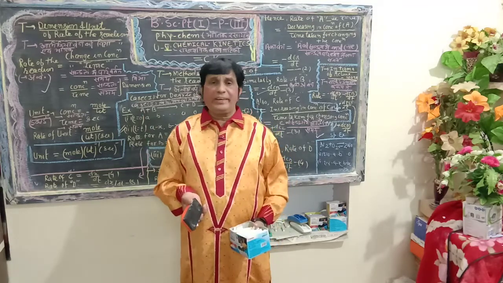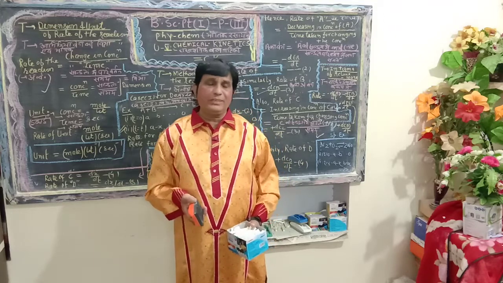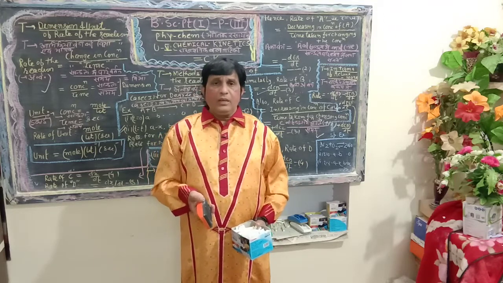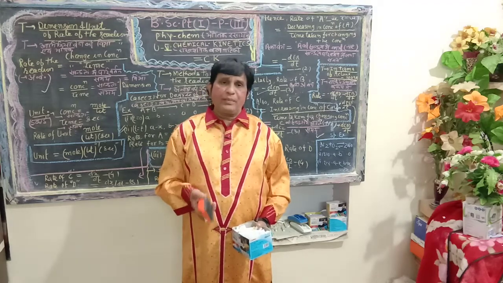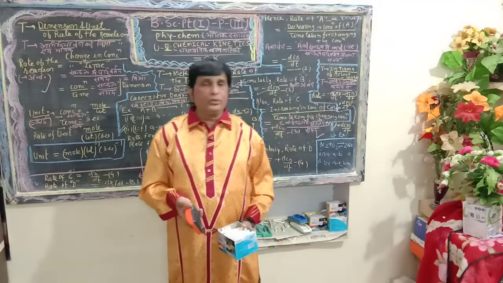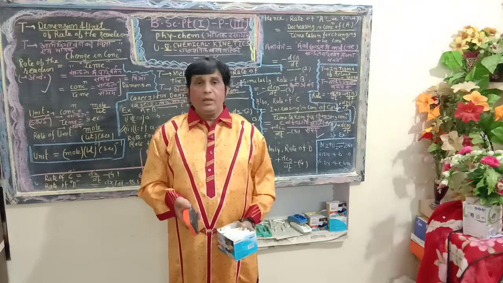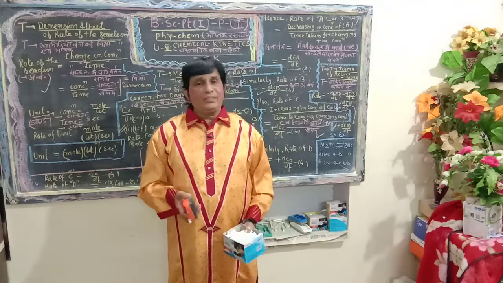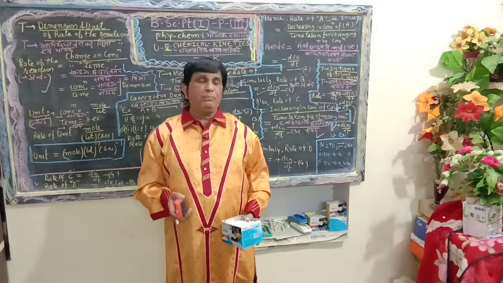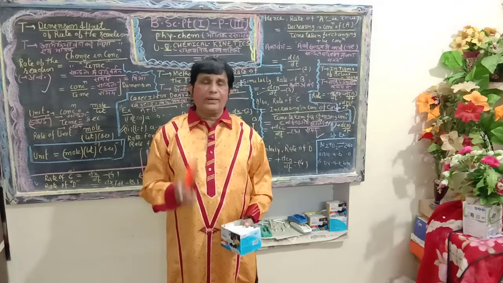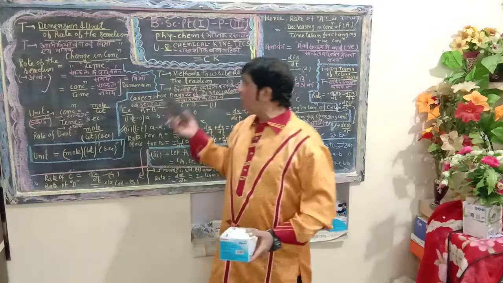Chemical kinetics is the branch of chemistry which is mainly concerned with the rate of the reaction, the mechanism, and concentration with respect to time. Such a branch of chemistry is known as chemical kinetics. We also expressed in our previous lecture that the fundamental quantity in chemical kinetics is the rate of the reaction.